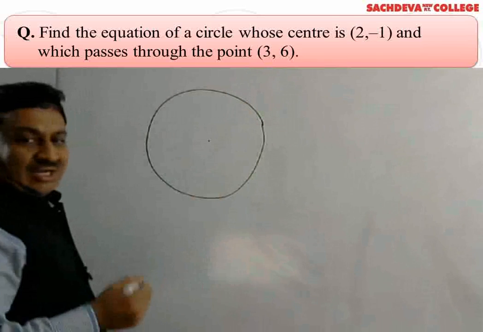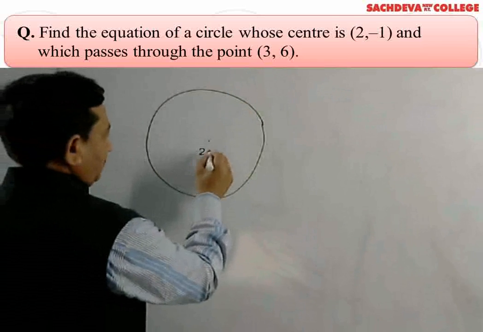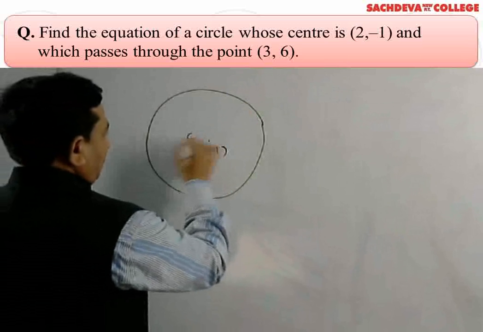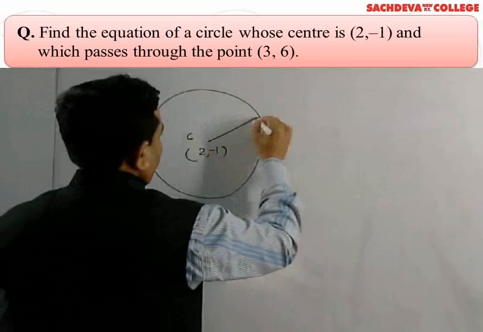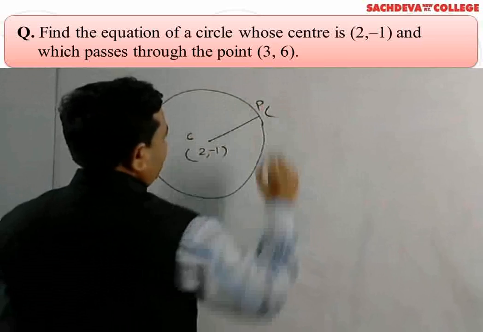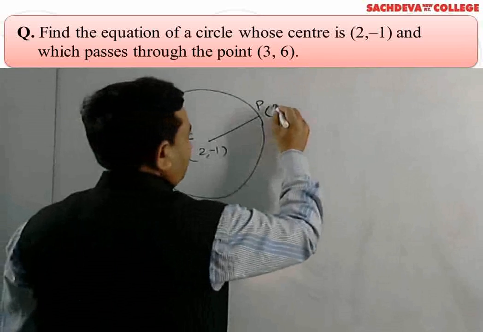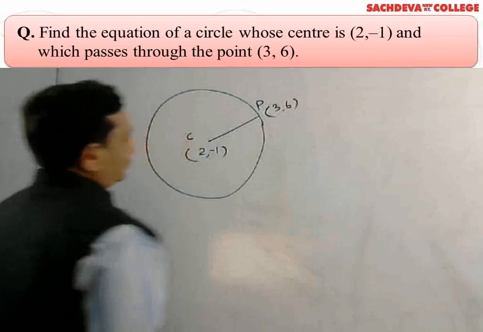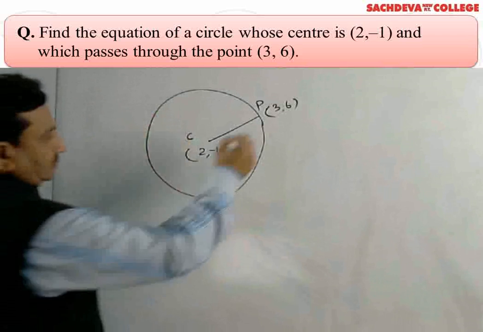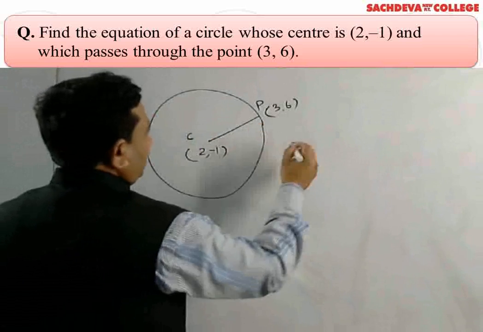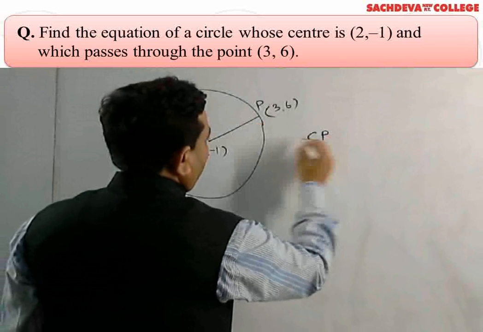Given that the center of the circle is (2, -1) and the circle passes through the point (3, 6). So the center is given. CP will be the radius of the circle also.